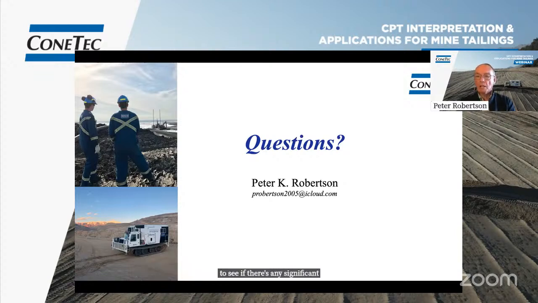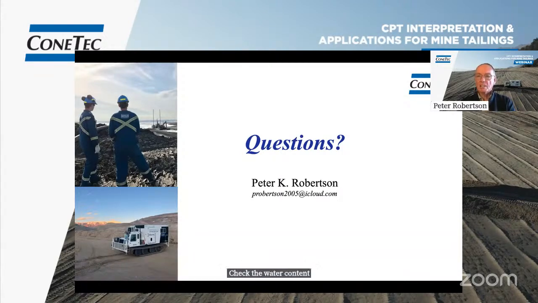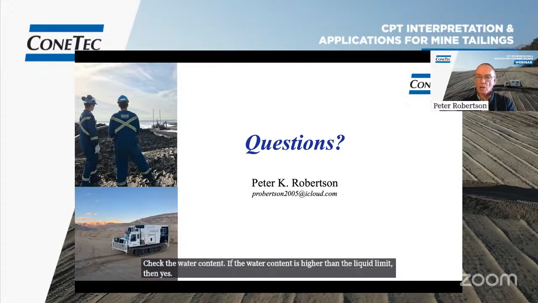But generally the cone is a screening technique which is going to warn you, hey, these sleeve frictions are really low, which is warning you that the residual undrained strength is going to be a very low number. Check the water content. If the water content is higher than the liquid limit, then yes, you should expect to get these low numbers.